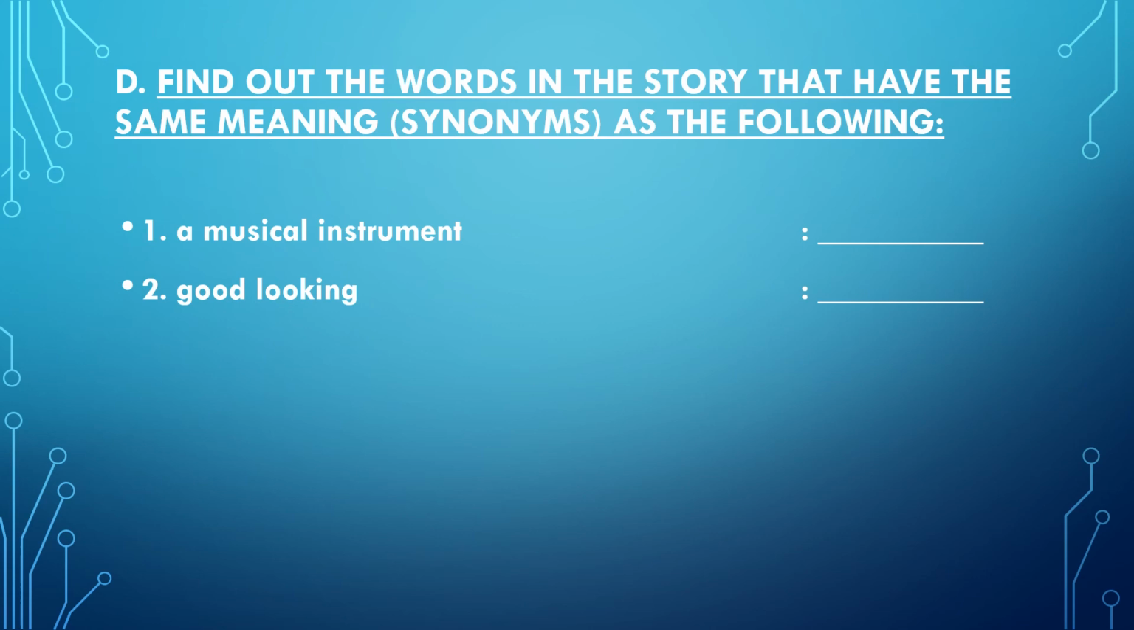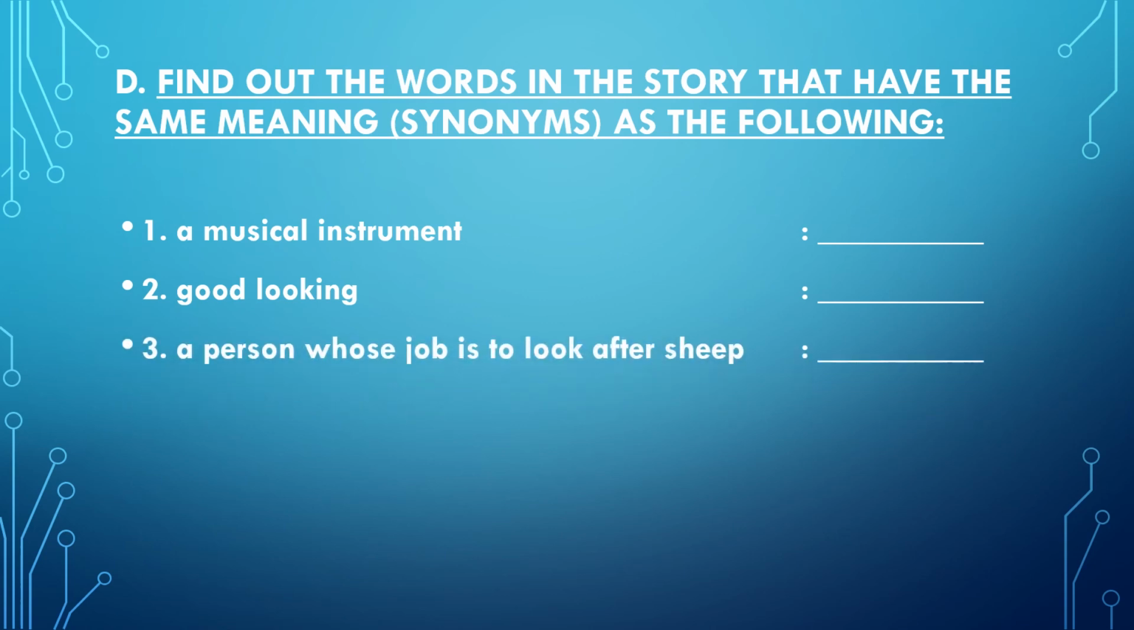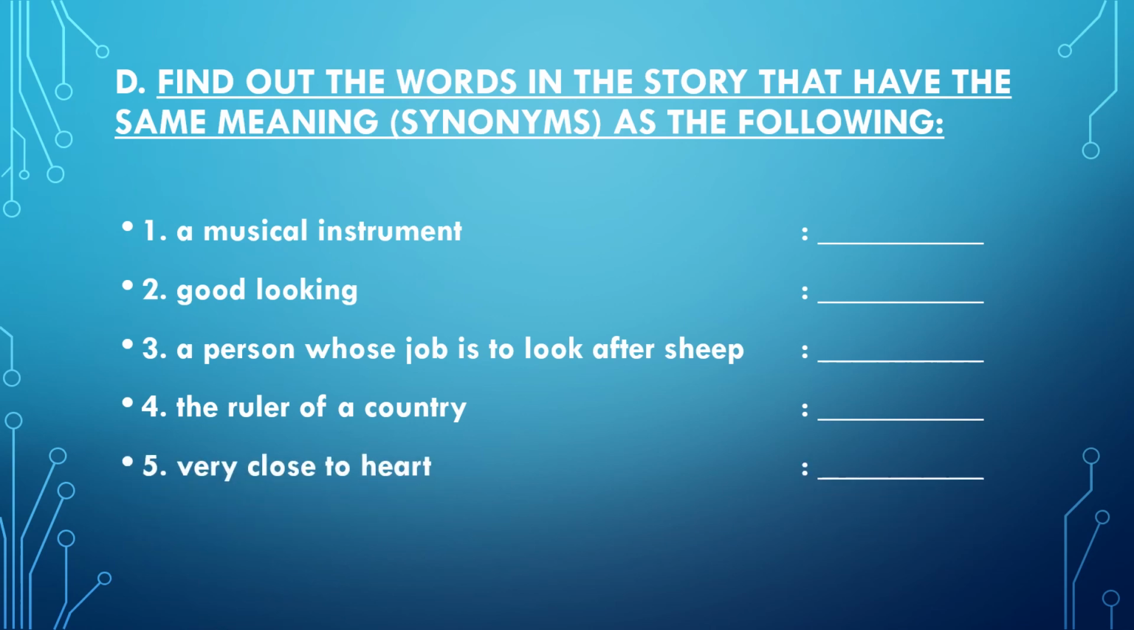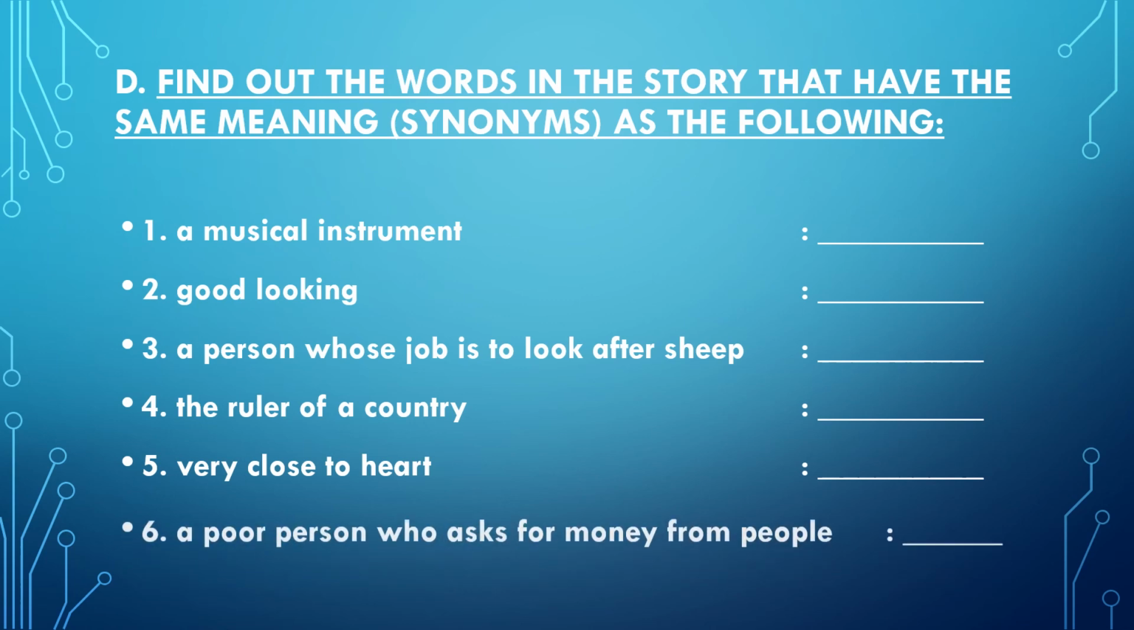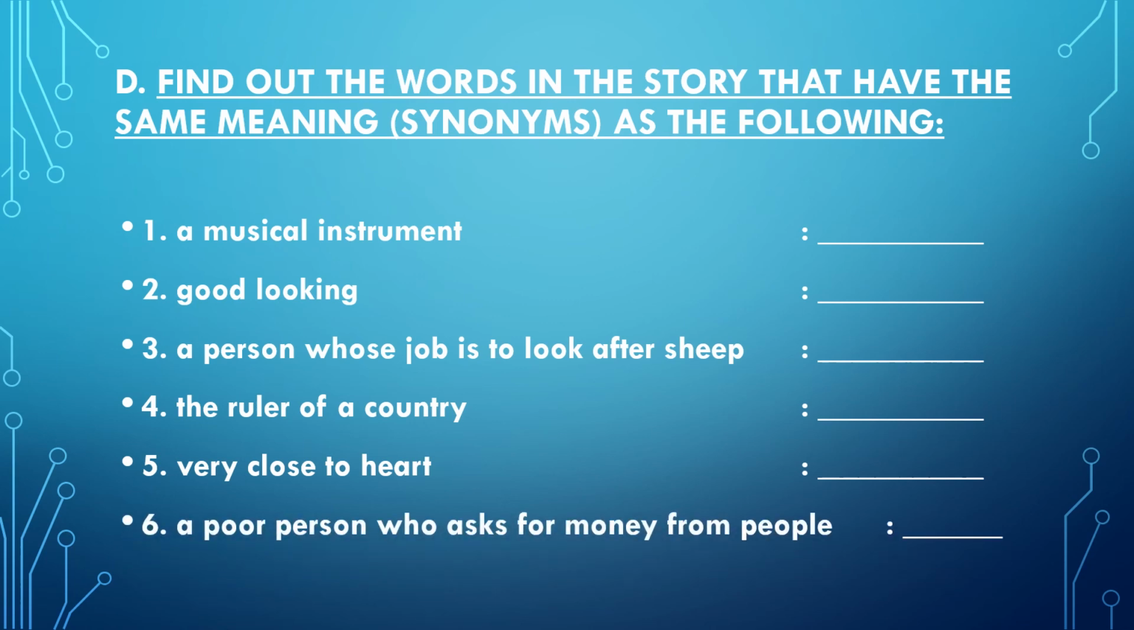The second one is good looking. There's a word in the story which mentions the meaning of good looking. Number 3 is a person whose job is to look after sheep. Number 4 is the ruler of a country. Number 5 is very close to heart. And number 6 is a poor person who asks for money from people. I want you to find out all these meanings from the story and write them down in the blank.